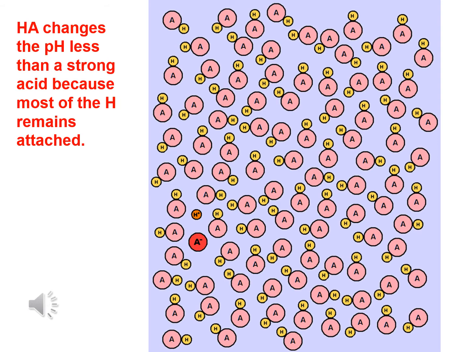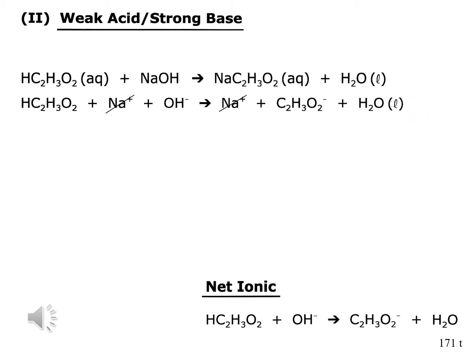If you write a net ionic equation for this, you don't want to split apart the acetic acid because it's 99% molecules, and you'd rather write it the way 99% of them are than the way 1% of them are. So the sodium hydroxide and sodium acetate split apart, and the water does not either. So this time, all you have is one spectator, the sodium.